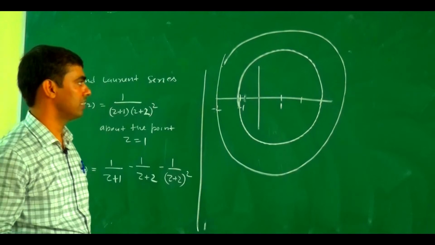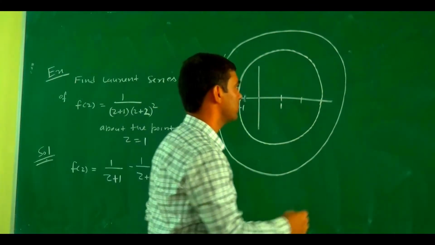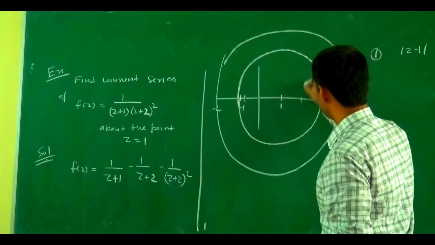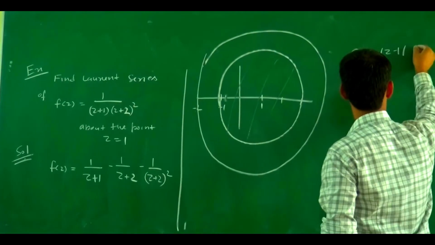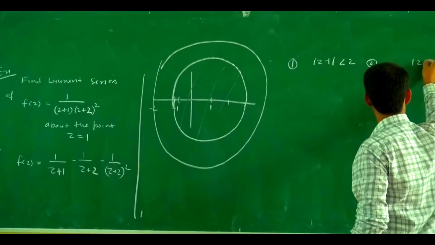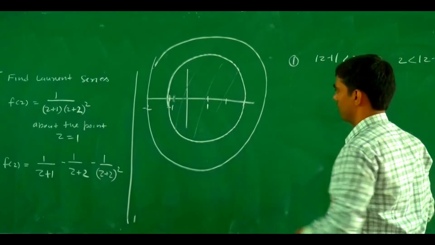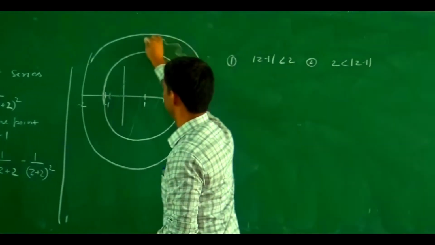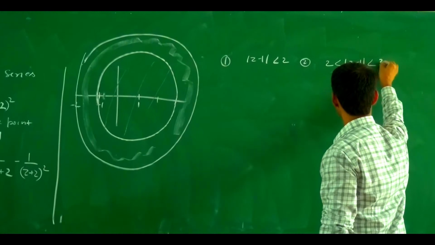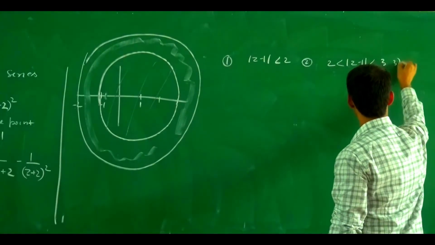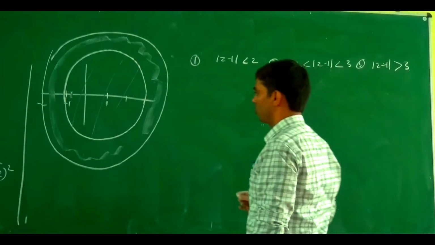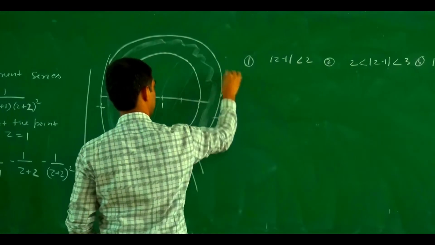How many regions are there? The first region is mod of z minus 1 less than 2. The second region is mod of z minus 1 greater than 2 and less than 3. And the third region is mod of z minus 1 greater than 3.